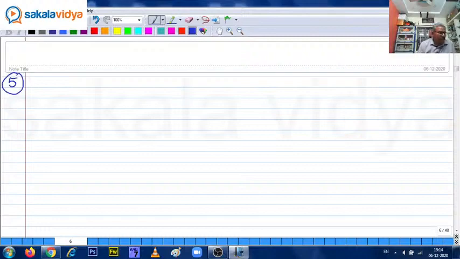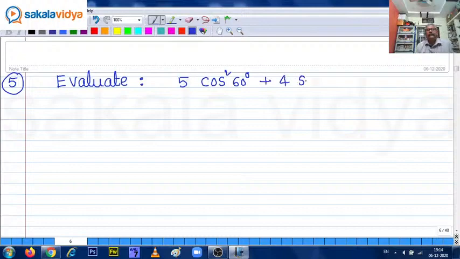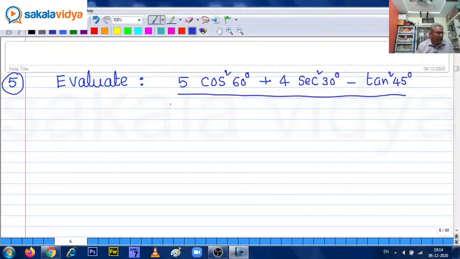Okay, fifth question. Evaluate 5 cos square 60 degrees plus 4 times secant square 30 degrees minus tan square 45 degrees upon sin square 30 degrees plus cos square 30 degrees.